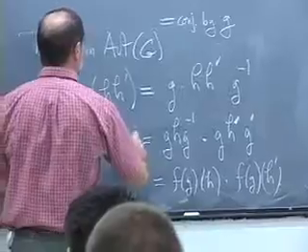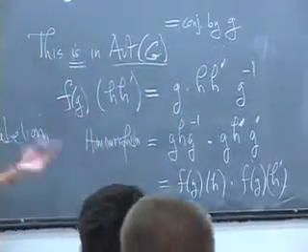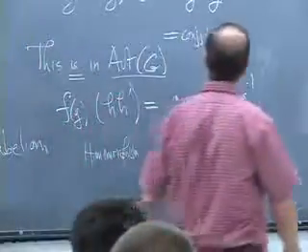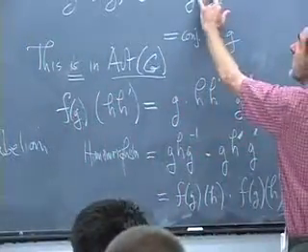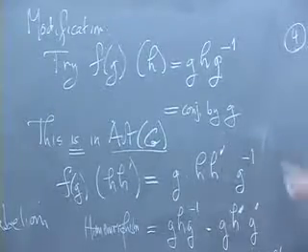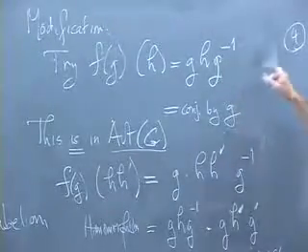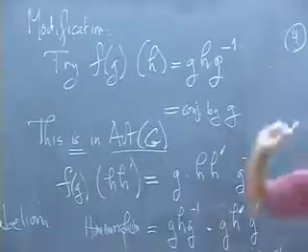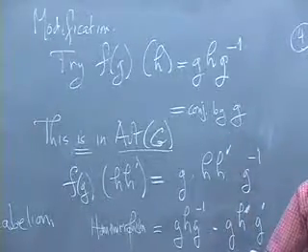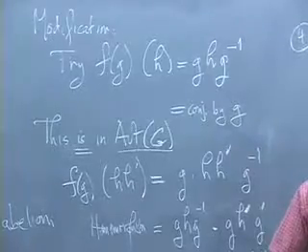To show it's an automorphism, we have to show it's one-to-one and onto. First of all, we have to show that every element in the group can be written in this way. And then we have to show that if gHg inverse is equal to gH'g inverse, then H is equal to H'. Are you willing to believe me on those two, or do you want me to do it? But you're right, those have to be checked.